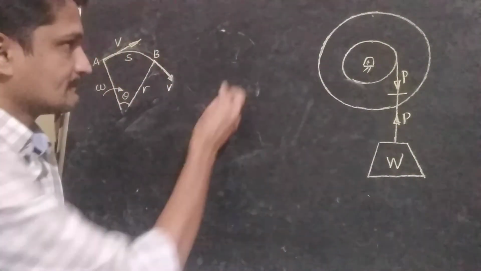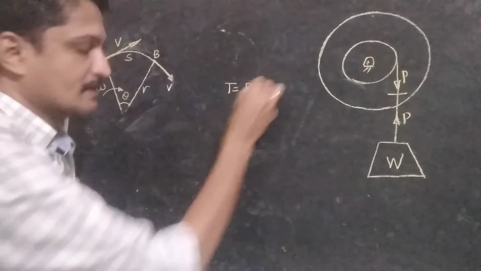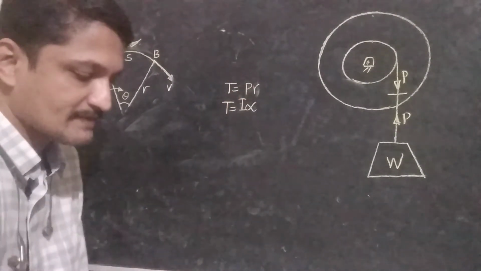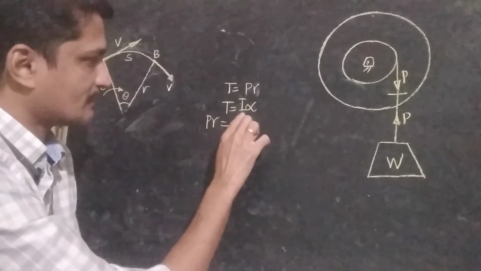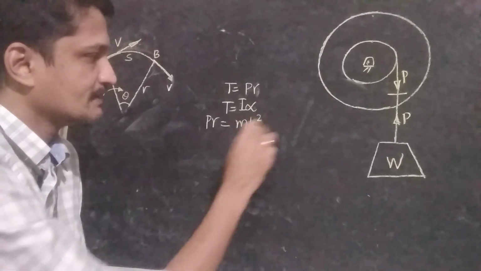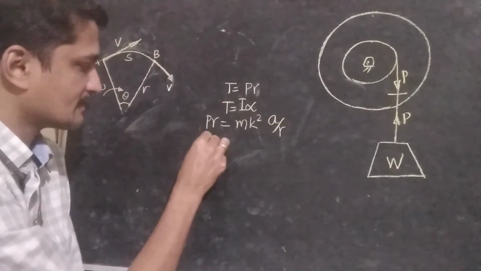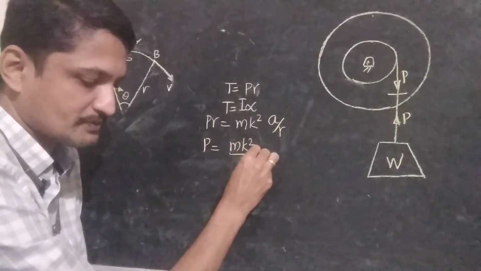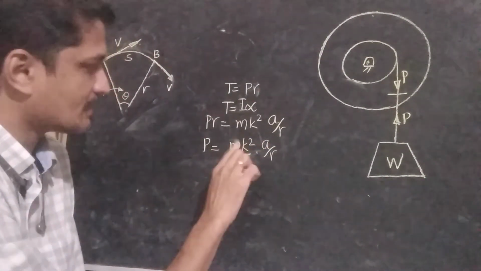Then once again torque is equal to torque. This rotating torque is equal to P into R. Then that same torque is equal to I into alpha. So P into R is equal to I into alpha, where I is equal to m k square, k being the radius of gyration, and alpha is equal to A by R. Then P is equal to m k square by R into A by R.